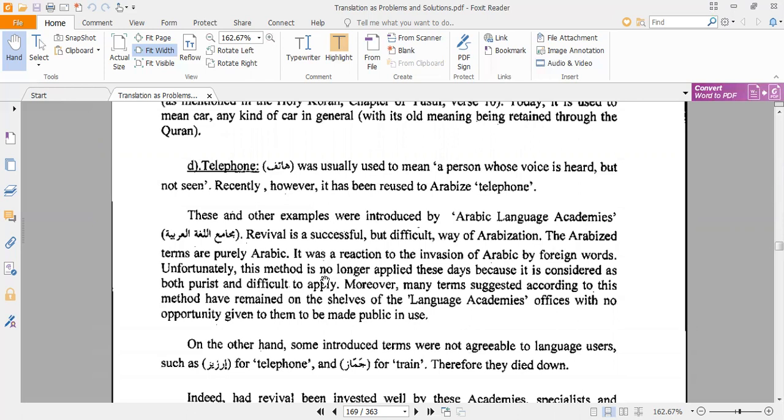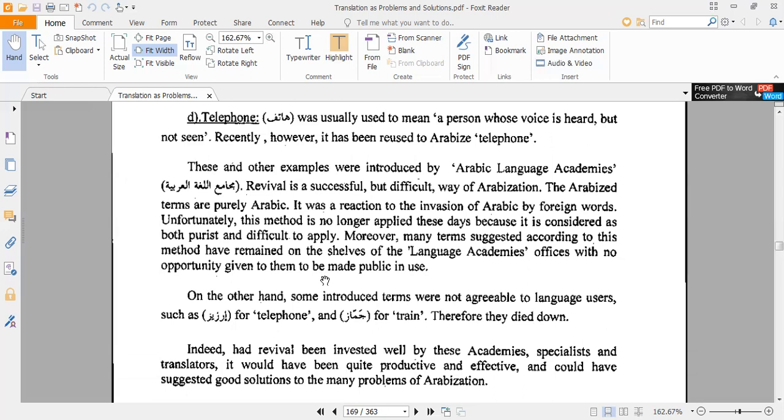Telephone is the same, means a person whose voice is heard but he is not seen. So تليفون الهاتف. الهاتف in Arabic means يعني في الماضي كانوا يستخدموا كلمة هاتف لشخص صوته مسموع ولكن لا نراه أو يعني غير مرئي، وبالتالي we can render telephone into هاتف because when we talk using telephone we listen to others but we don't see them, so the same use we can use هاتف to refer to the telephone. Okay.